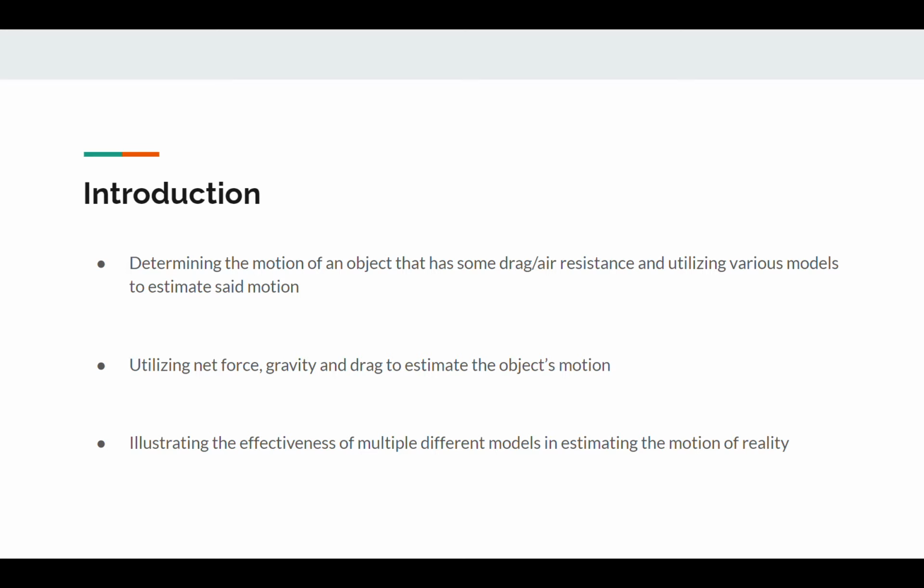And then we'll have more complex models that utilize drag, which is proportional to the square of the speed of the object, as an update to the net force on it, which will thus update the velocity and the position of the object as well. And we'll be illustrating the effectiveness of these multiple models versus reality or some real data.